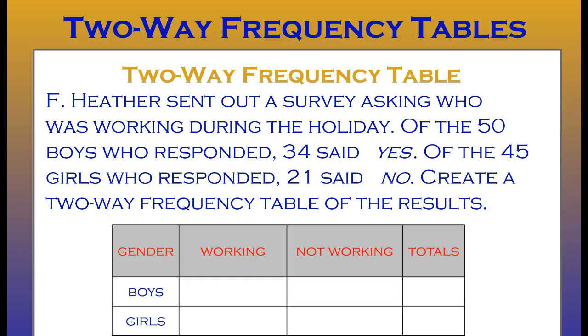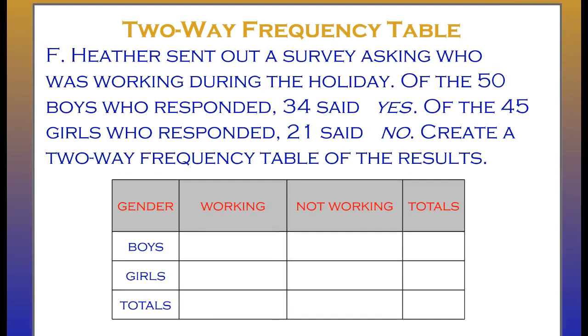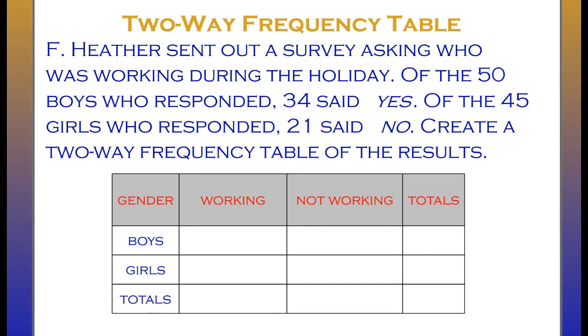Alright, so in F here it says, Heather sent out a survey asking who was working during the holiday. Of the 50 boys who responded, so the first thing I want to do is say we have a total of 50 boys that responded. 34 said yes, they were working, so I have 34 total working. To find the number not working, I take 50 minus 34 for a total of 16 boys.